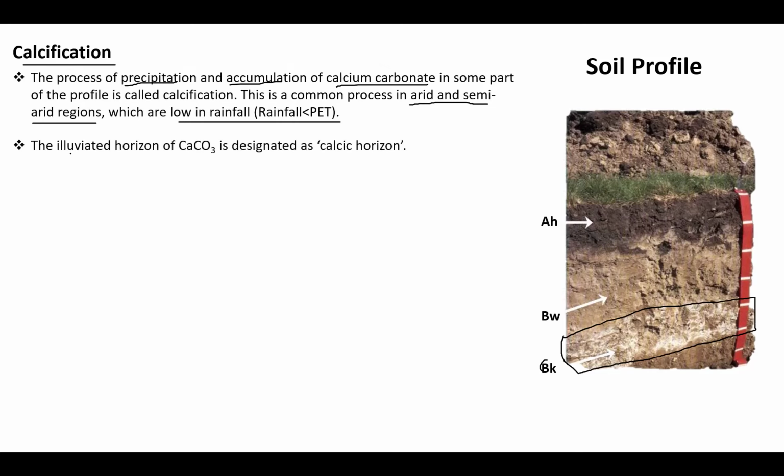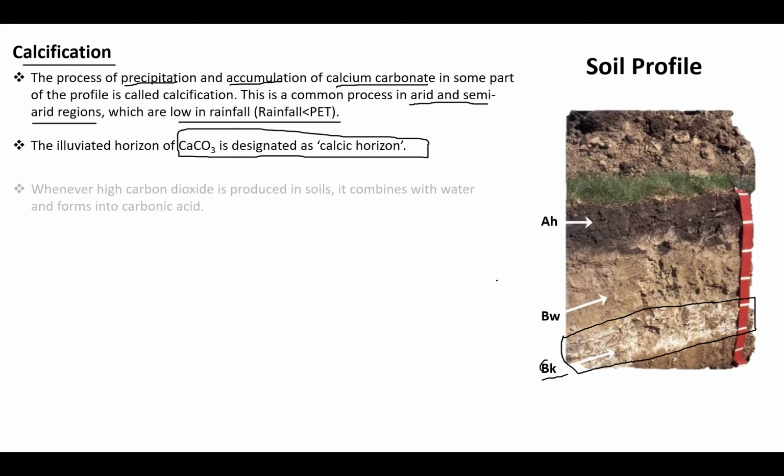It is an illuviated horizon of calcium carbonate, designated as the calcic horizon. Illuviation, as we have discussed, means whatever calcium components are there in the upper part will be deposited in the lower region, the B horizon. It is called the calcic horizon. Mostly we represent that horizon as Bk.